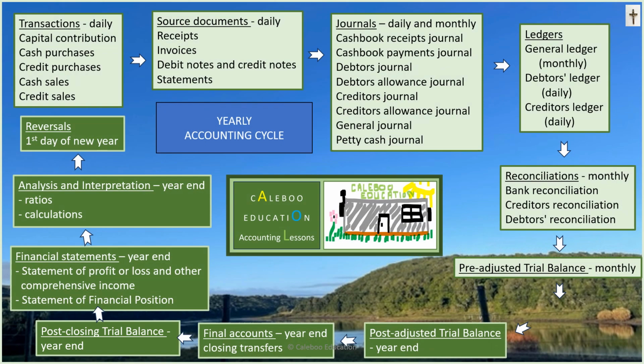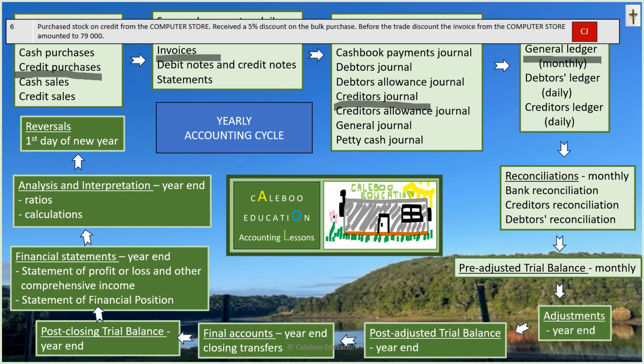As per normal, I'm going to show you how the lesson fits into the bookkeeping cycle. I'm going to look at some credit transactions, credit purchases. We're going to look at the document that records credit purchases, and today we're going to do the creditor's journal, and from the creditor's journal we're going to take the transactions and post them to the general ledger.